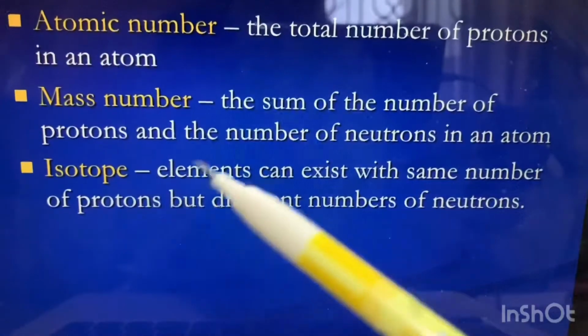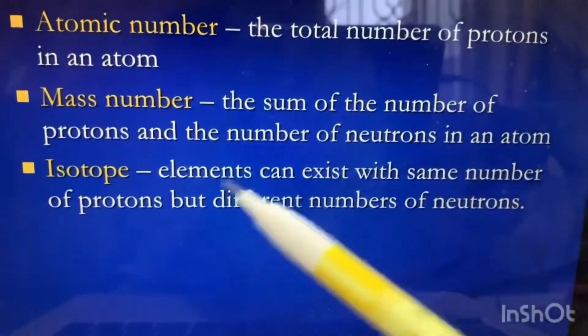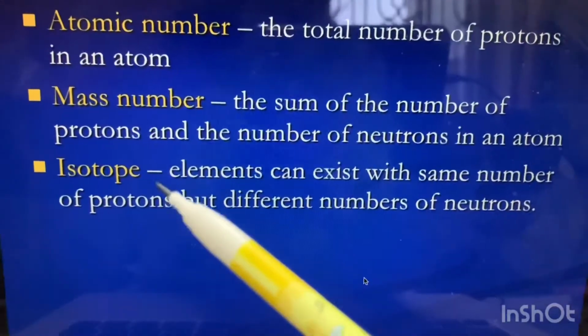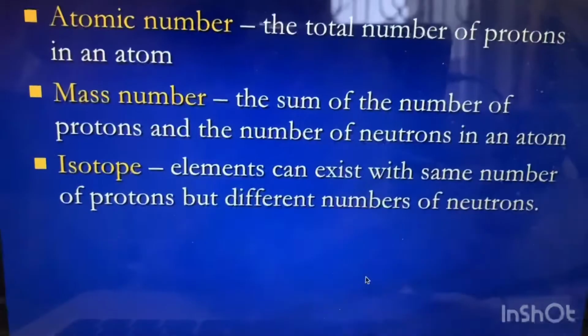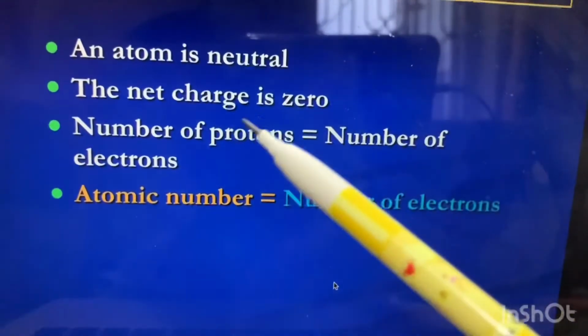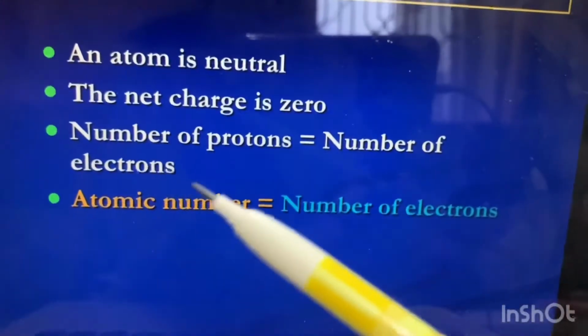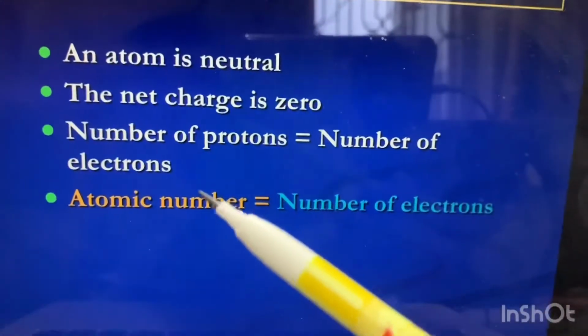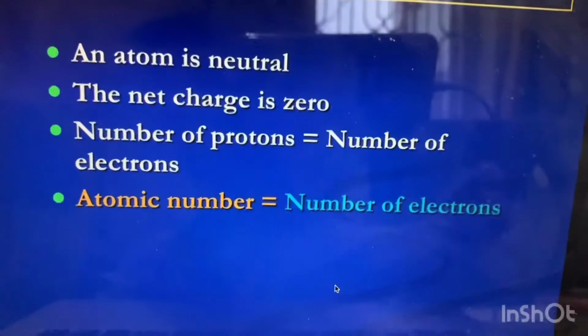And in isotopes, the elements can exist with the same number of protons. They have the same number of protons, but they have different number of neutrons. So the atom is neutral. Its net charge is 0. Number of protons is equal to number of electrons. Atomic number is equal to number of electrons.